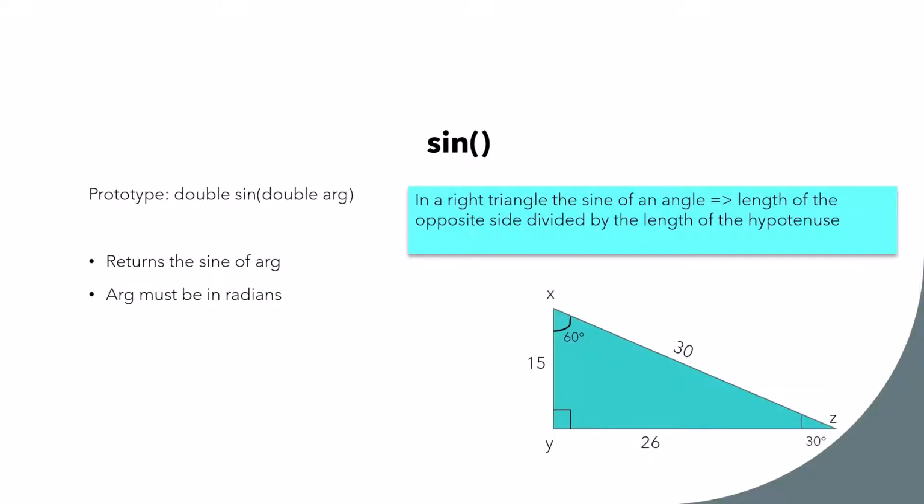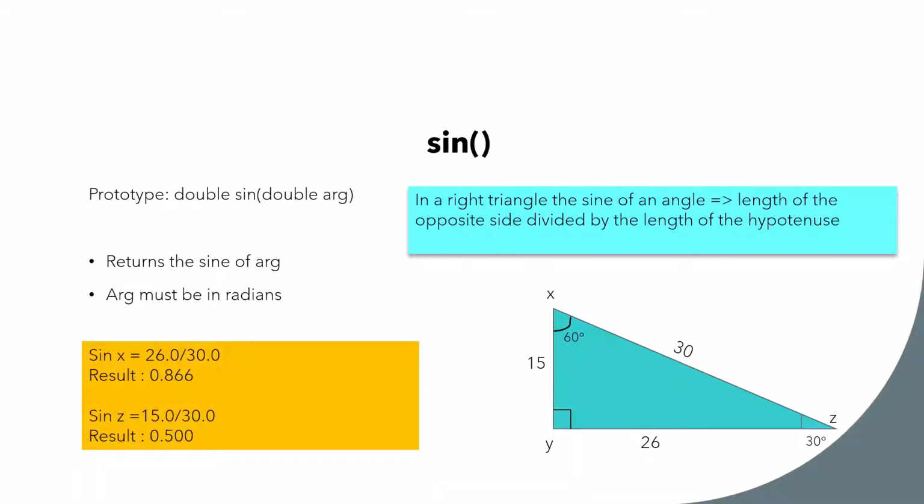And so I could have a right triangle like this, right? And then if we wanted to find the sine of x, we would look at the opposite side, which is 26, the length of the opposite side, divided by the length of the hypotenuse. So divided by 30, we would get a value of 0.866. Similarly, we could find the sine of z, which is the angle with 30 degrees. Then we would look at the opposite side, that's 15 divided by the hypotenuse, and we would get the result 0.500. How do we put this into code?